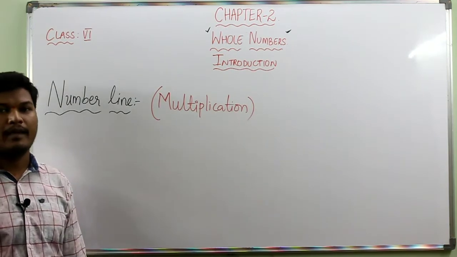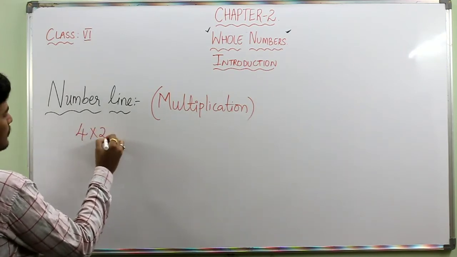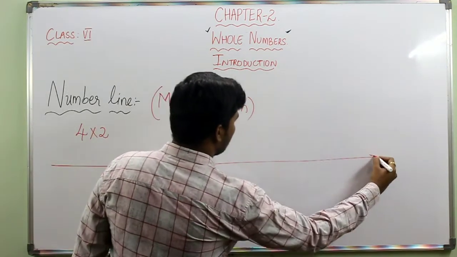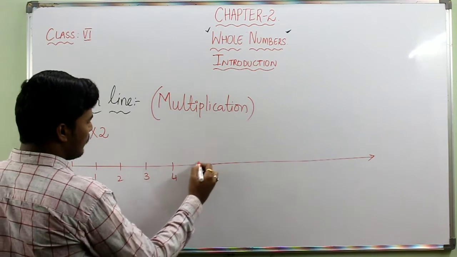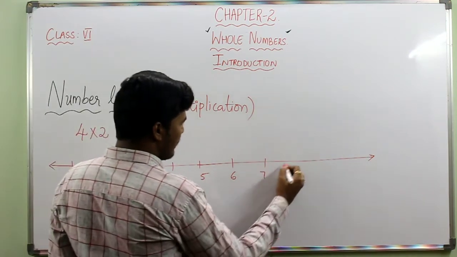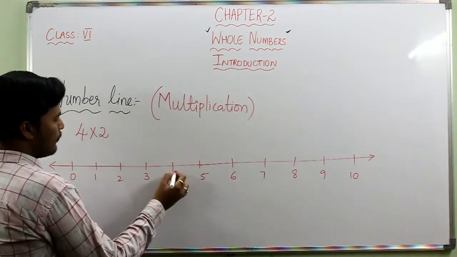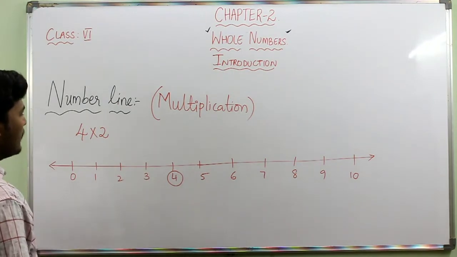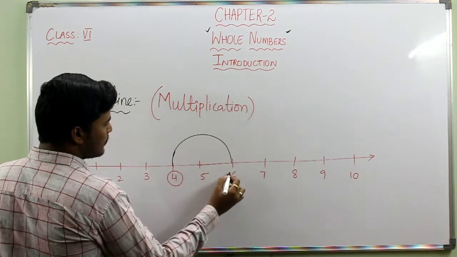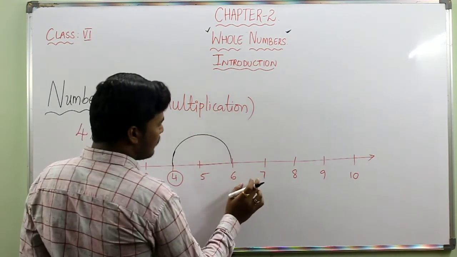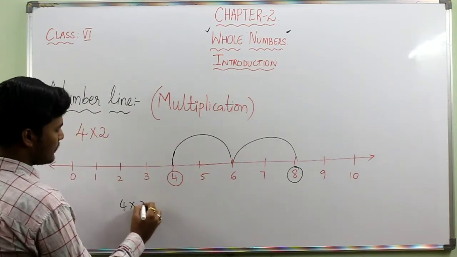Now let us see multiplication on the number line. Okay, let us consider 4 into 2. So draw a number line. Now 0, 1, 2, 3, 4, 5, 6, 7, 8, 9, 10. Okay, so 4 into 2, start from 4. The 4 is the beginning number. So 2 times, that is 4, 1, 2. It will come to 6, leaving a gap of 2. Again 1, 2. So therefore 4 into 2 is 8.